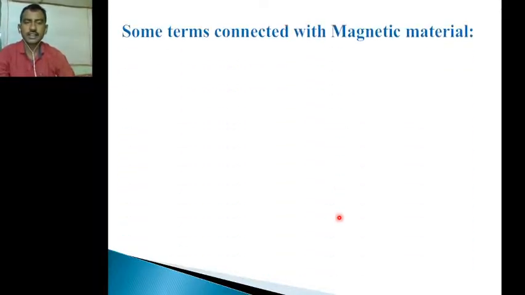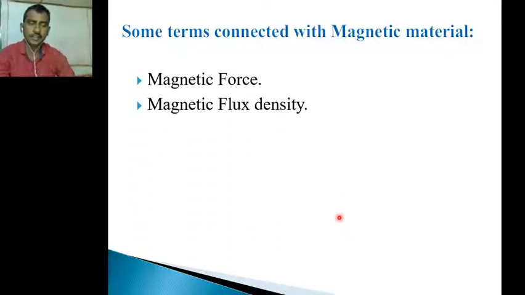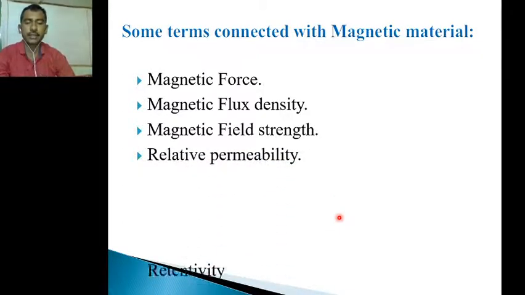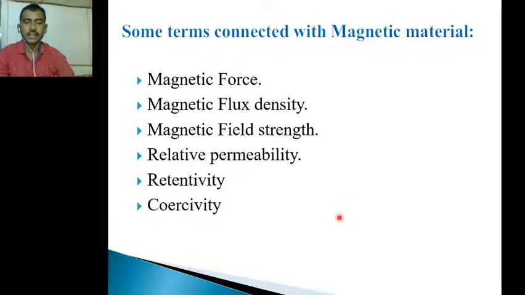And next, the terms associated with the magnetic materials are: the first one is the magnetic force, the second one is the magnetic flux density, next the magnetic field intensity or magnetic field strength, and relative permeability, retentivity, and coercivity. So what is the magnetic force? It is the force developed by the magnet.